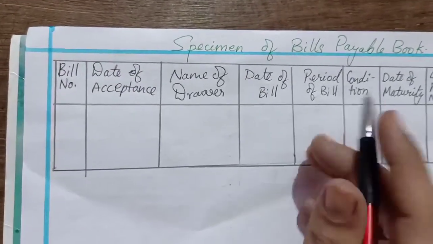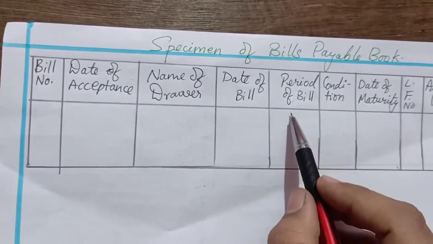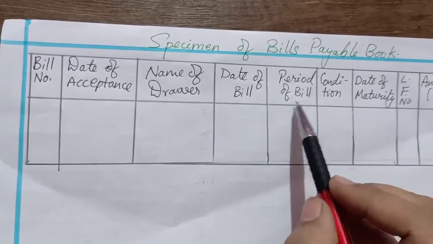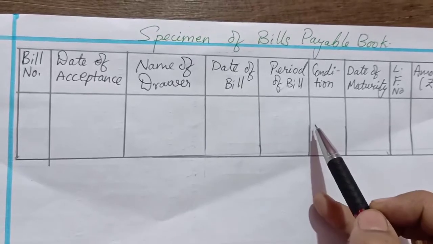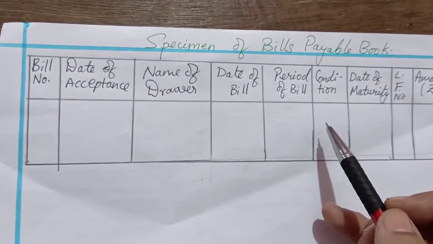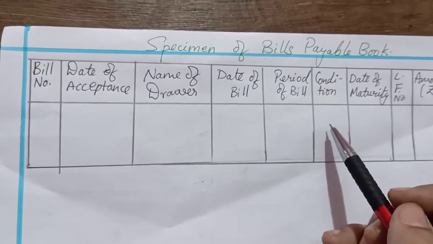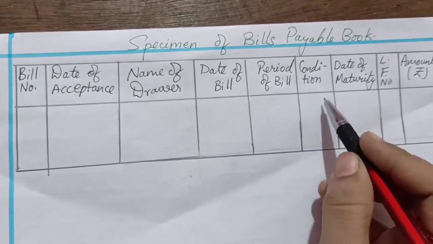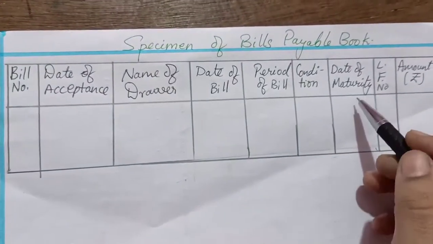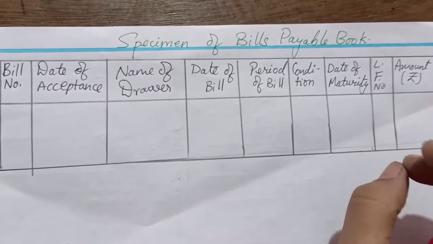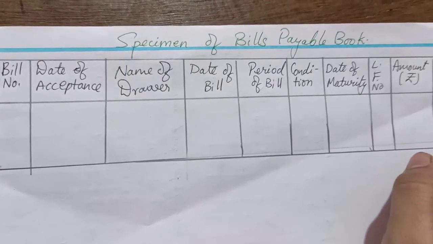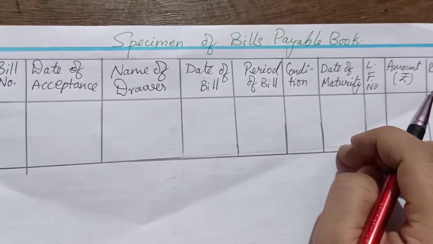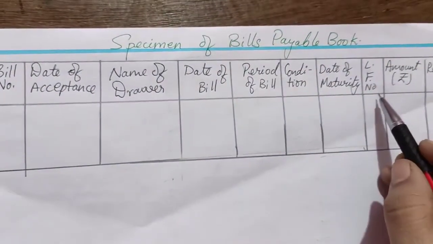Then the date of the bill will be written. The period of the bill, as I said earlier, for how many months or how many days or how many years, has to be written over here. If there is any kind of condition, like if paid within 15 days there will be a cash discount, or any other kind of discount, that will be mentioned over here in the condition column. Then the date of maturity, the exact date. Suppose after 15 days, then the 15th day or the 16th day has to be written over here with the extra grace period also.